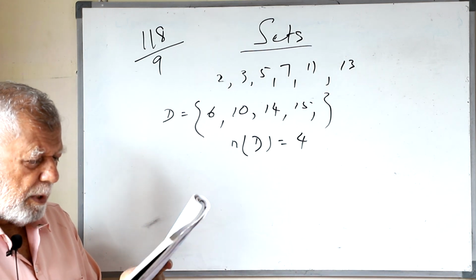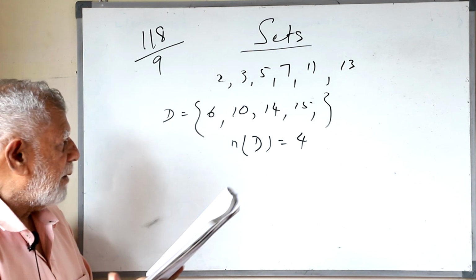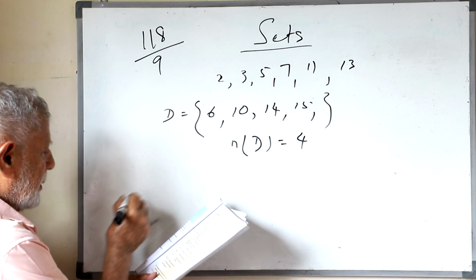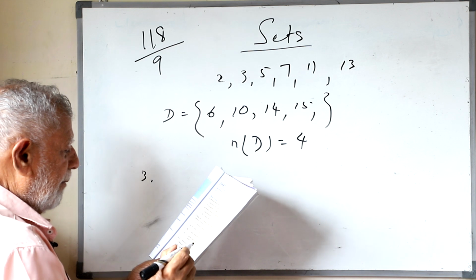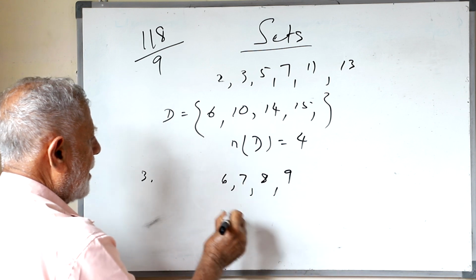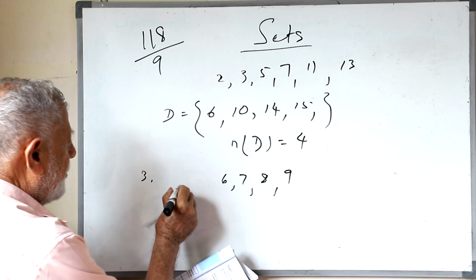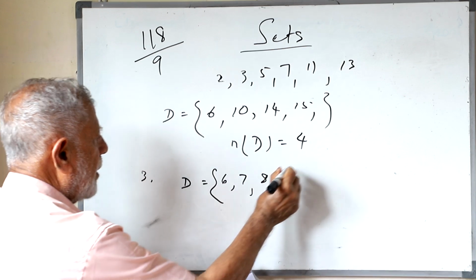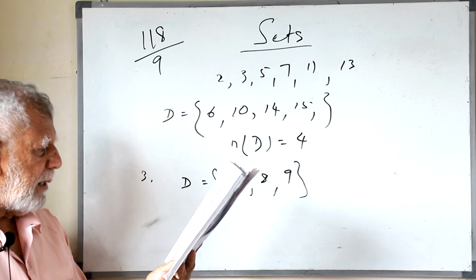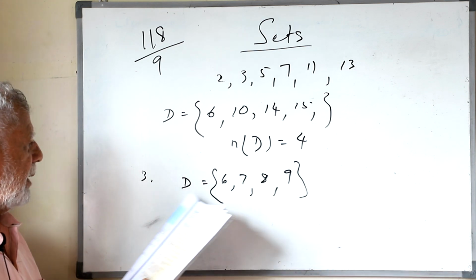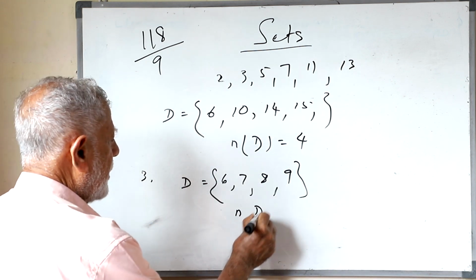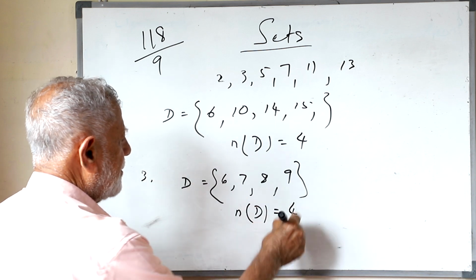Then look at the next one: whole numbers between 5 and 10. Third question. Whole numbers between 5 and 10 will be 6, 7, 8, 9, and they are calling it D. Write the elements of D. The elements of D are 6, 7, 8, 9. Find n(D). n(D) is equal to 4.